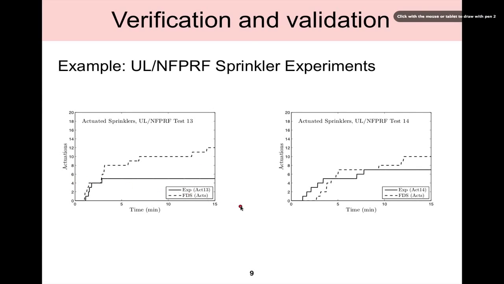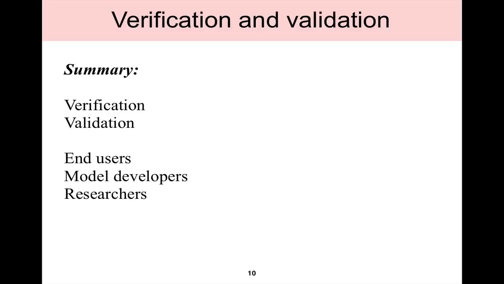And here are a couple of the plots from that part of the validation guide where the number of actuated sprinklers is shown over time. The solid line is the experimental data, and FDS is the dashed line here. So this compares sprinkler activation in FDS, and again it's important to note that these are provided as information to the end user, and ultimately it's in the hands of the user or designer to determine if FDS or any other fire model is adequate for the problem they are handling.